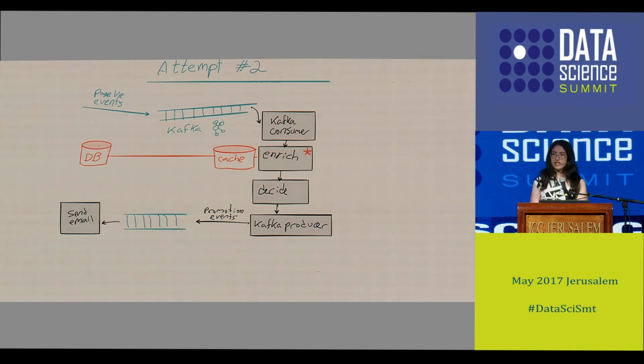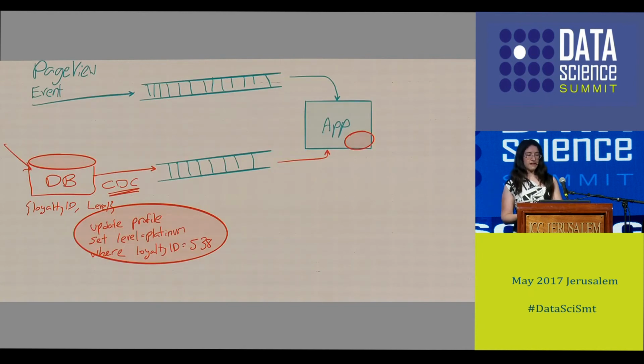But that means that it's really hard to keep the cache up to date. How do you know when to invalidate? If you ping the database too often, you have the same problem again. If you ping the database too rarely, well, you're going to have a stale cache. Stale cache is absolutely terrible. You make bad decisions. So you turn the database into a stream of events.